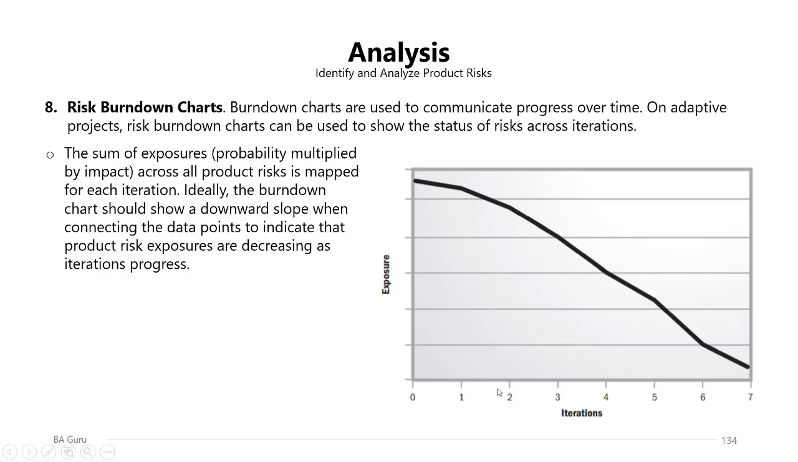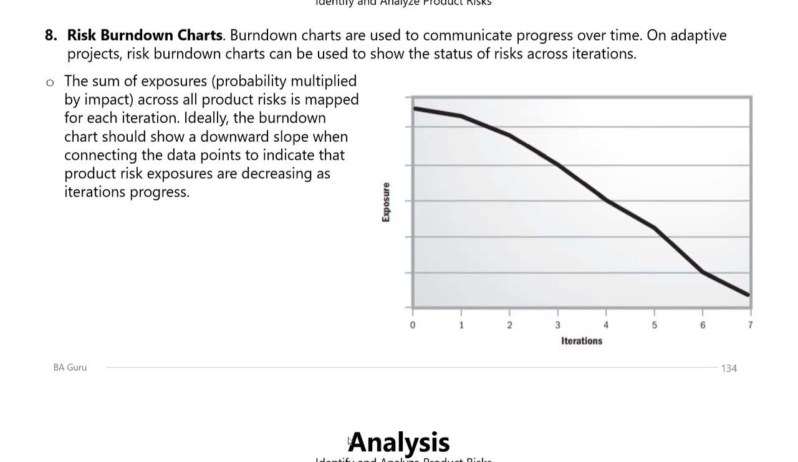progress. So the risk exposure for each risk can be identified by multiplying the probability by the impact, and the risk burn down chart will show you how the risk exposure is going down with each iteration.